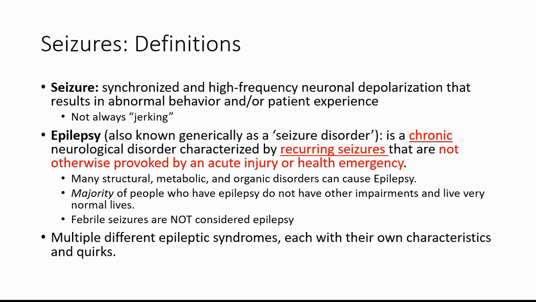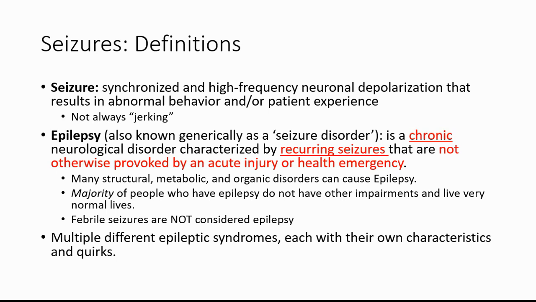But it's a chronic disorder, and I want to stress that, as nobody has a new onset of epilepsy. Epilepsy is a diagnosis after other more severe causes are ruled out, such as lesions, tumors, stroke, and so forth. Epilepsy is a chronic neurological disorder characterized by recurring seizures. Now, these seizures, when I say recurring, may not always be visible. They may be partial, they may be absent, they may be some other manifestation. But they're recurring seizures that are not provoked by an acute injury or otherwise by a health emergency.